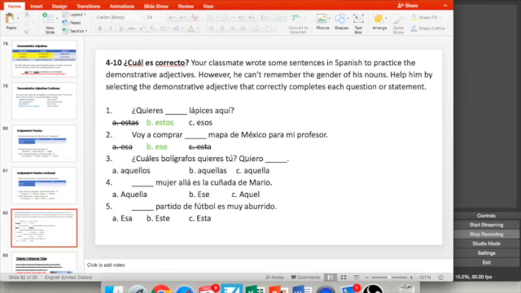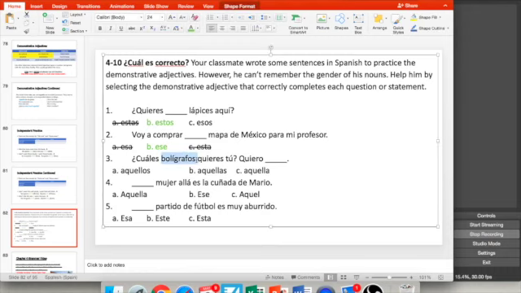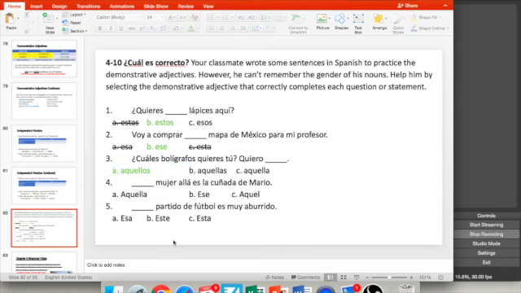Well, what are we talking about? We're talking about pens, bolígrafos, which is masculine plural. So which pens do you want? Oh man, I want those over there. In this case, the only one that is masculine and plural, just like bolígrafos, is aquellos. So we can easily select that one.